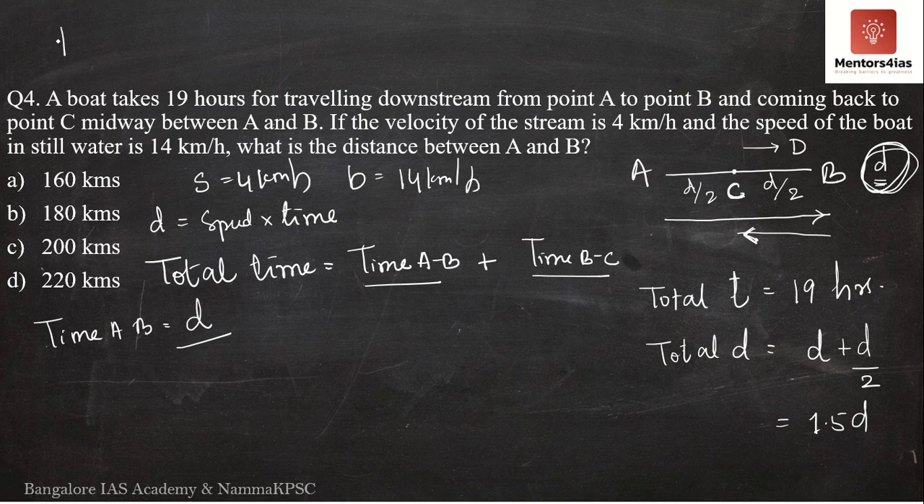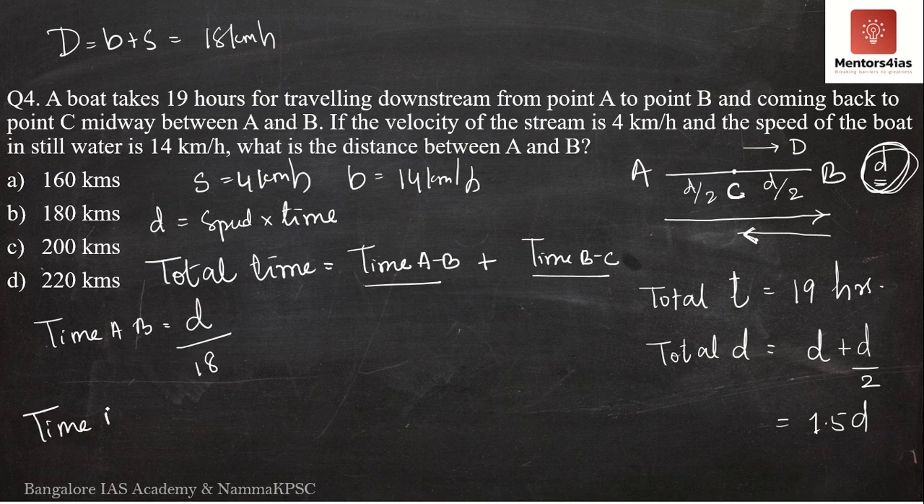What is downstream speed? Downstream speed is nothing but speed of the boat plus speed of the stream, which is equal to 4 plus 14, that is equal to 18 kilometers per hour. Therefore, the time taken to travel from A to B is nothing but D divided by 18 kilometers per hour.